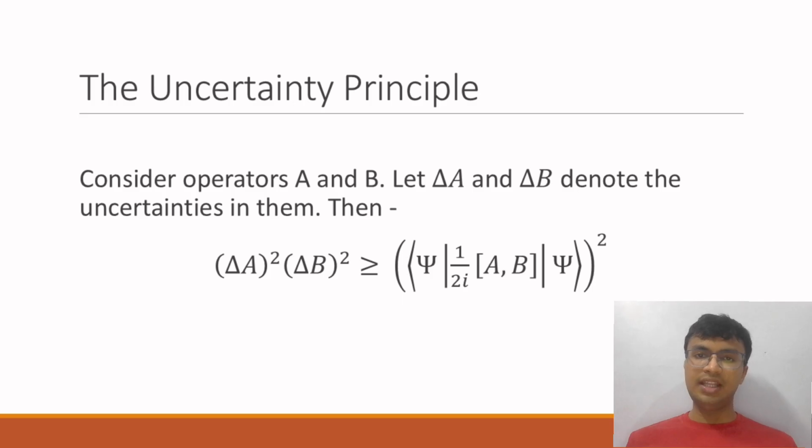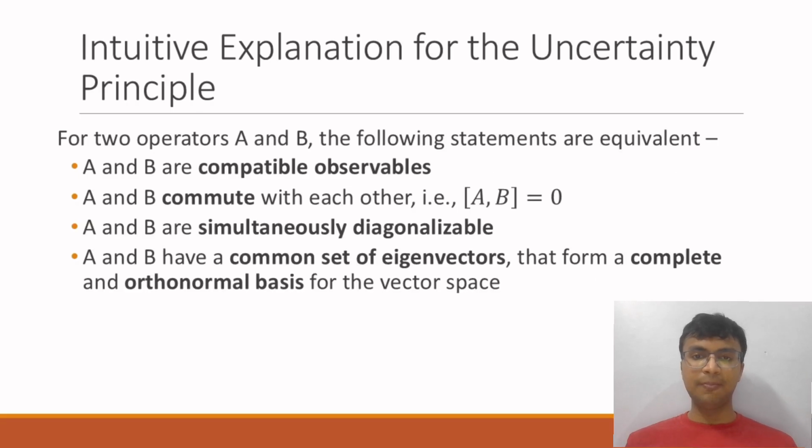Now let us look at the uncertainty principle. So for two operators A and B, the uncertainty relation between them is given by this equation. I am not going to derive this equation here because it is not too difficult and I have written it in my report. However, I would want to present an intuitive explanation for what the uncertainty principle really says.